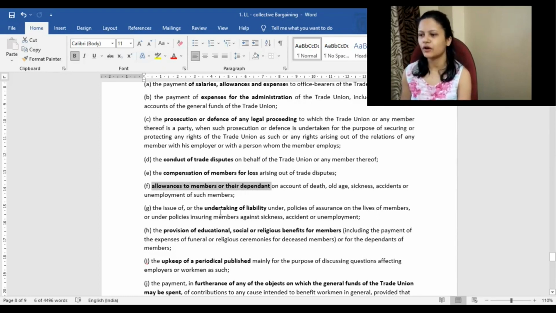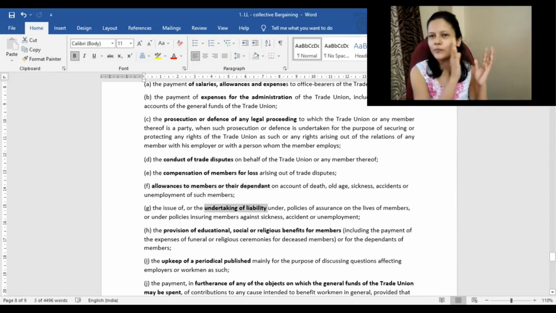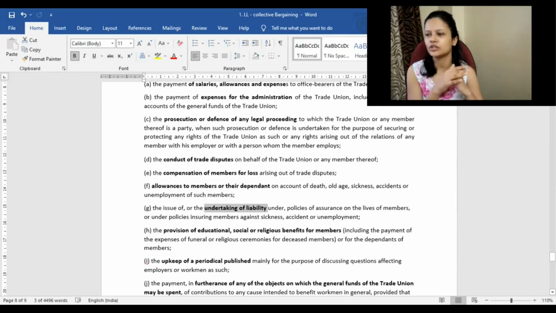The issue of or the undertaking of liability under policies of assurance on the lives of members, or under policies insuring members against sickness, accident, or unemployment. So whatever they had promised under those objectives that they mentioned at the time of registering the union, in order to fulfill those objectives, whatever is needed, those also can be done.